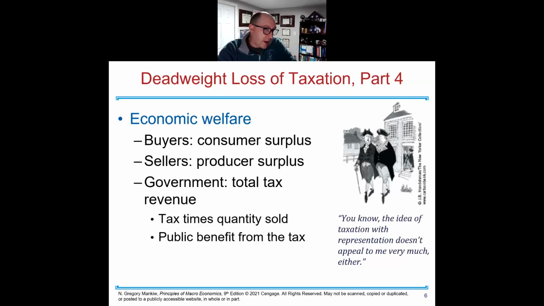And of course, taxes benefit the society. What we mean by that is taxes are used to build schools, build roads, pay for social services, fund the fire department, police department, and other services, other departments.